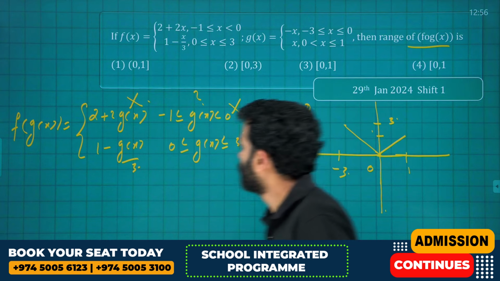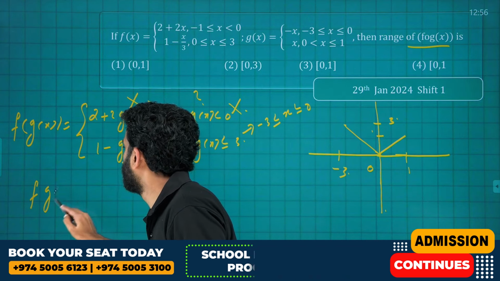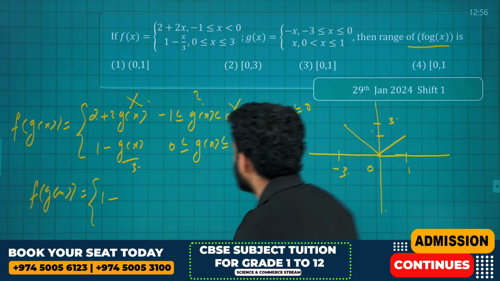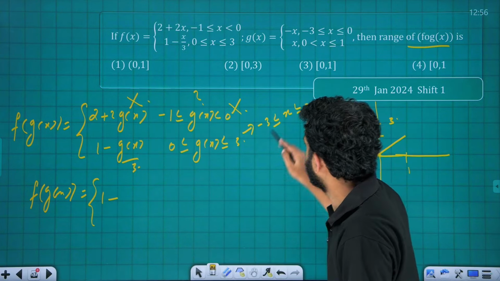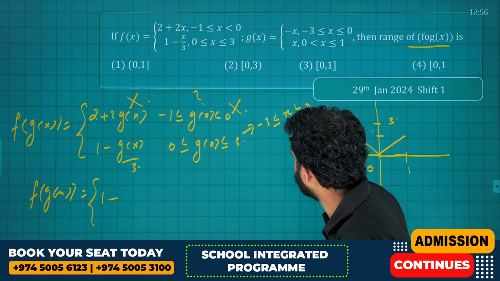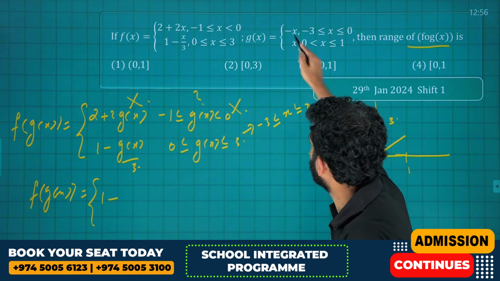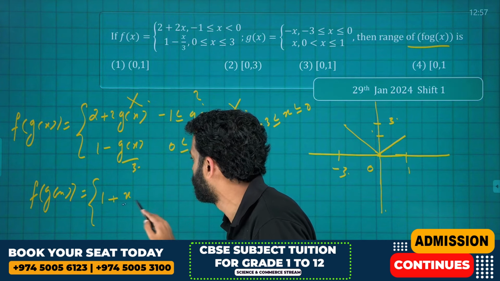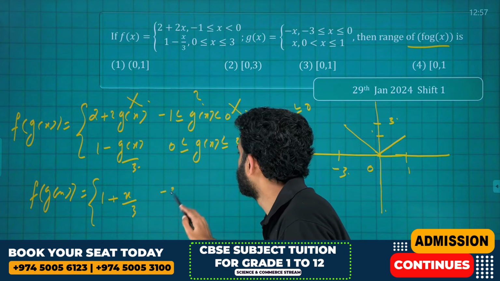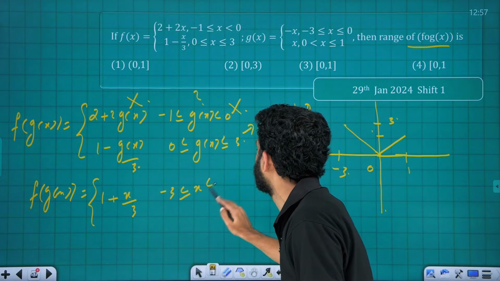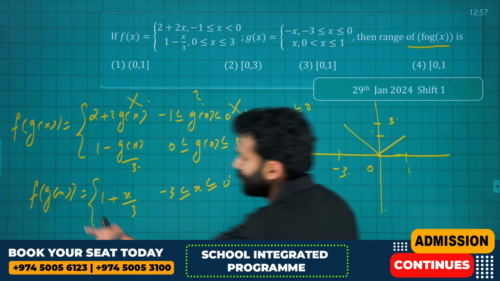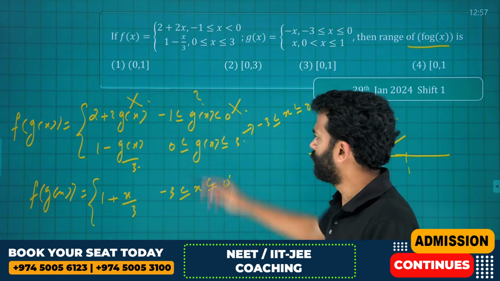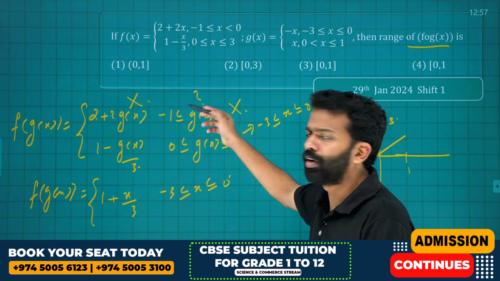Therefore, f of g of x will be equal to 1 minus... So, what is the value of g of x when x is between minus 3 and 0? Minus x. Therefore, it will be a minus here and a minus here as well, which becomes positive. That is when minus 3 less than or equal to x less than or equal to 0. So, this is the value of f of g of x. I told you it was a slightly typical question because we don't have to formulate this one.